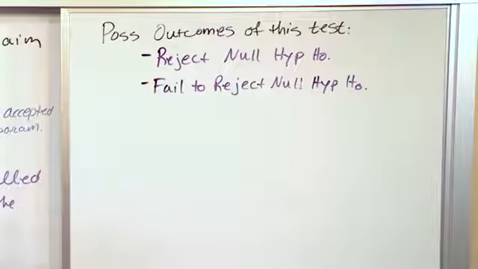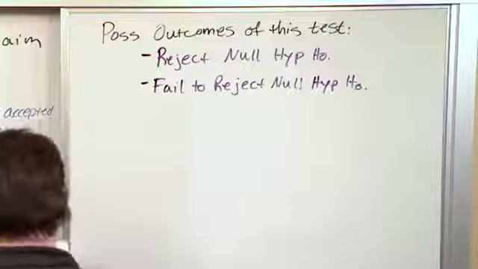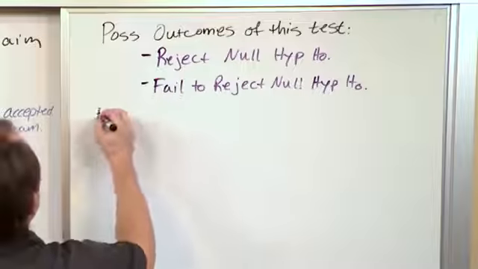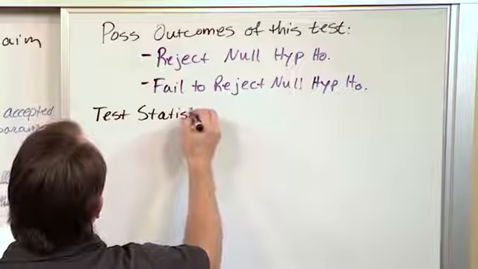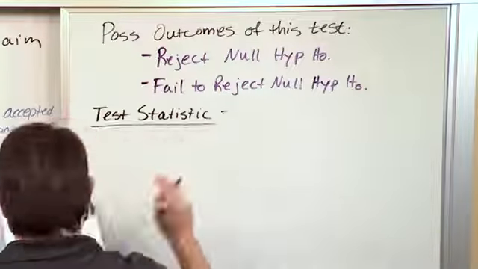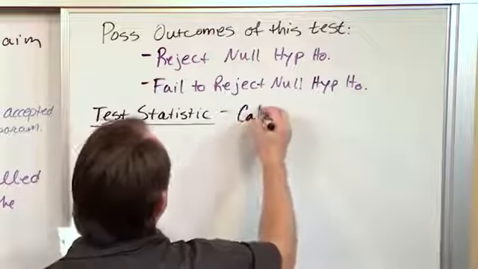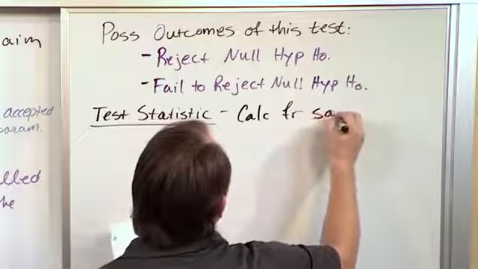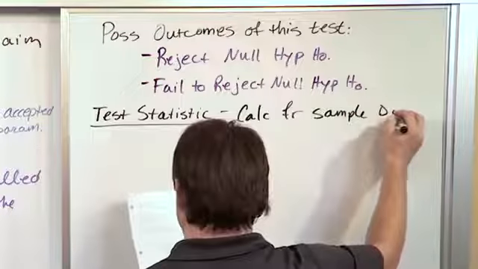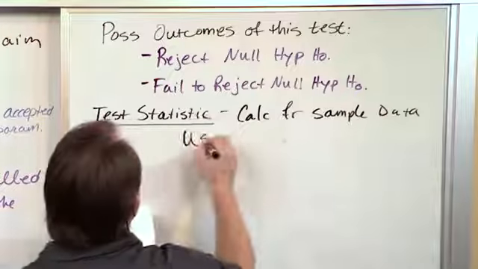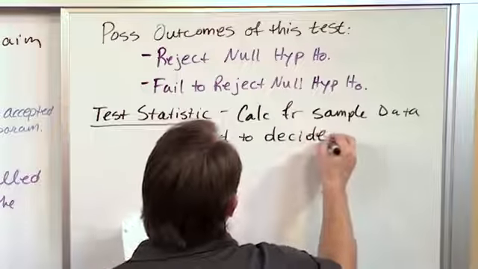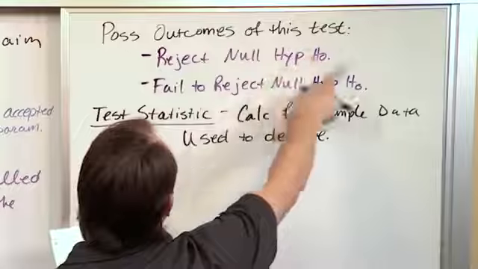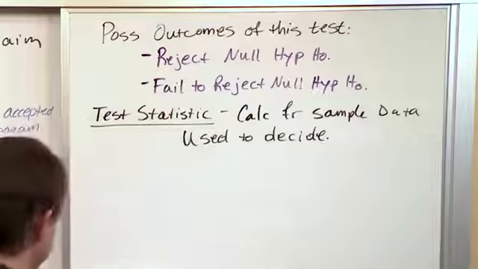All right, so the question then becomes, how do you do the testing? How do you actually determine if you reject it or not? Well, you have to use something called a test statistic. Right, the test statistic. And what this means is this is calculated from sample data and used to decide. And what are we deciding? We're just trying to decide if we reject the null hypothesis or we fail to reject the null hypothesis.